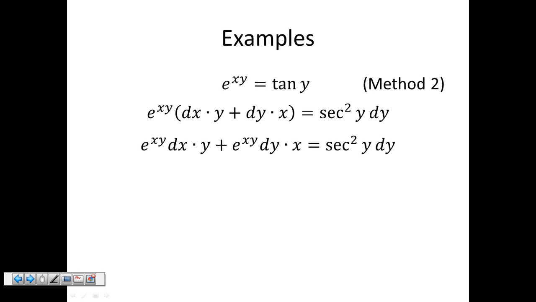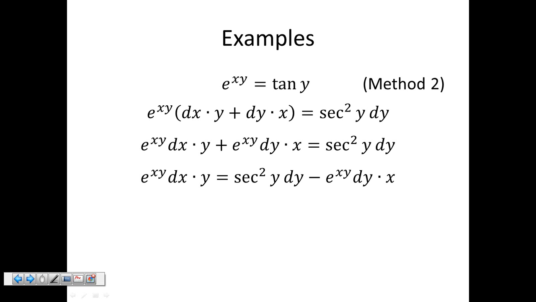And I see that my first term has a dx, my second term has a dy, and the term on the other side of the equation, my third term, has a dy. So good, my check works. I think I'm on the right track. Now I'm going to start to group. I'm going to push everything that has a dy over to the right side. Doesn't matter if it's the right or left side.